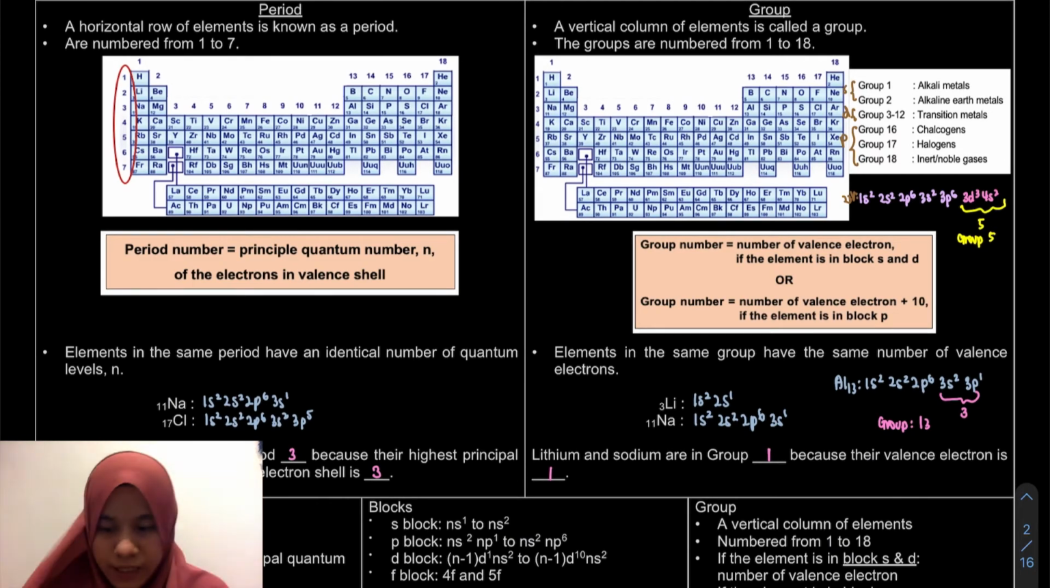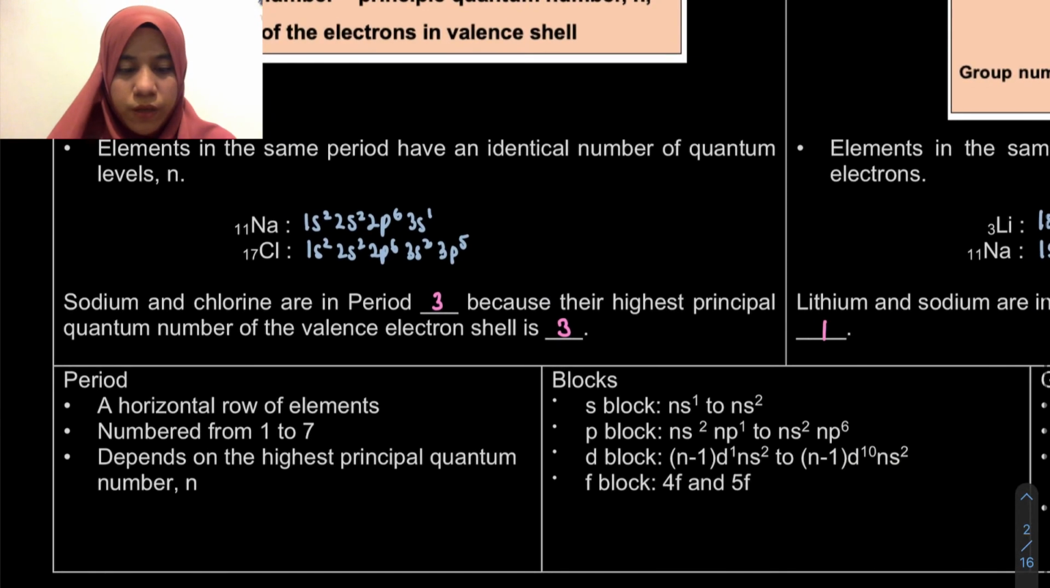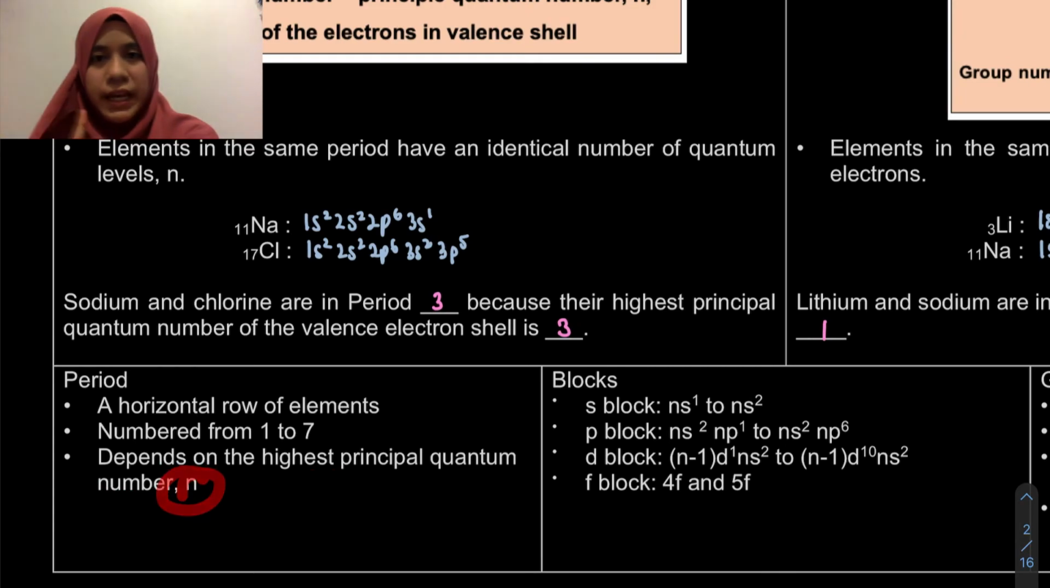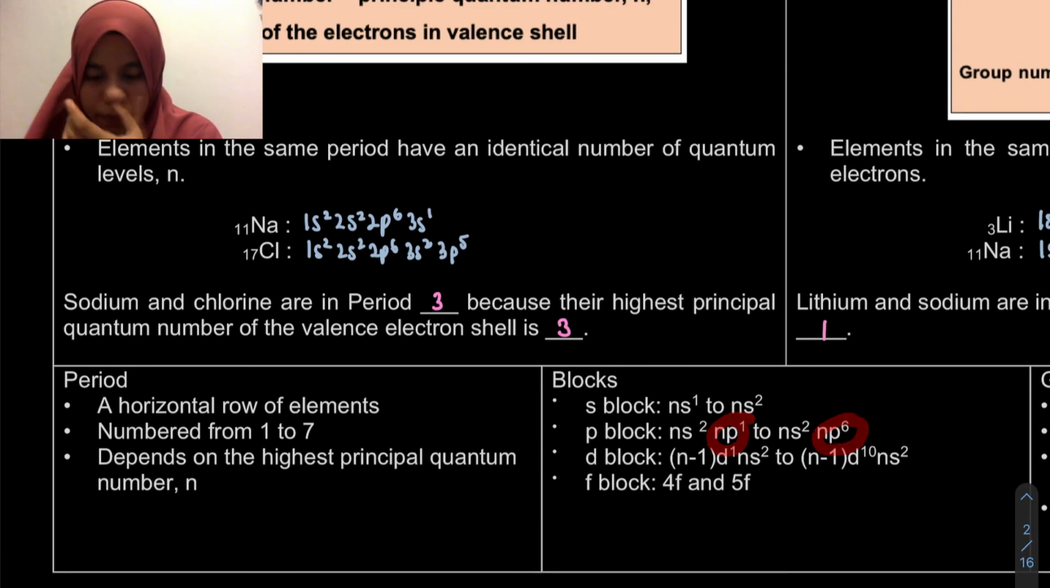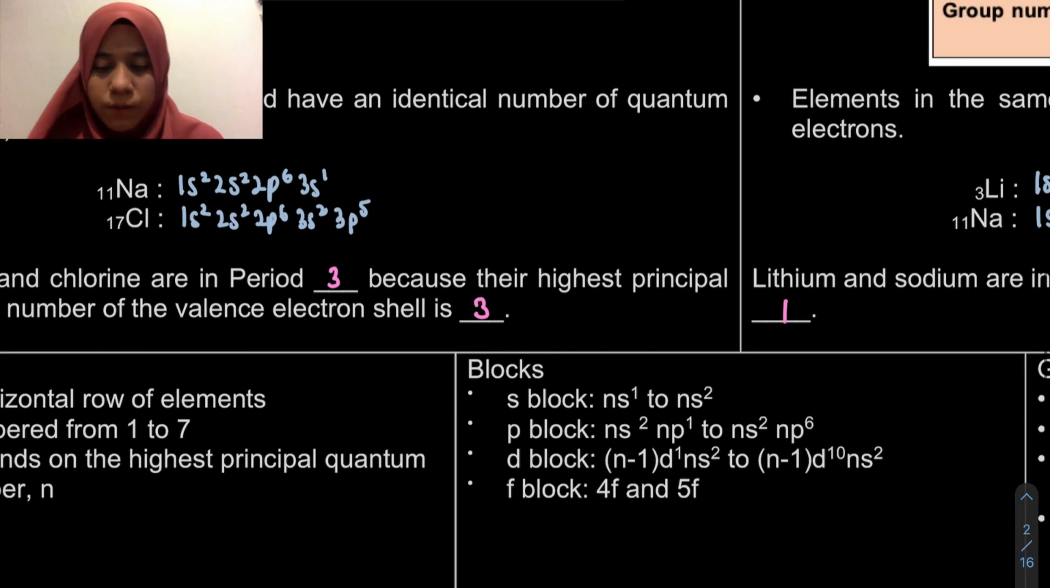Okay, so here is the summary. Again, period is a horizontal row of elements numbered from 1 to 7, and it depends on the highest principal quantum number n. Make sure it is the highest n. For block, it depends on your valence electron. For S block, ns1 to ns2. P block includes ns2 too, but the np starts from np1 until np6. D block must include our S block too. But the most important is n-1 d1, ns2 until n-1 d10, ns2.